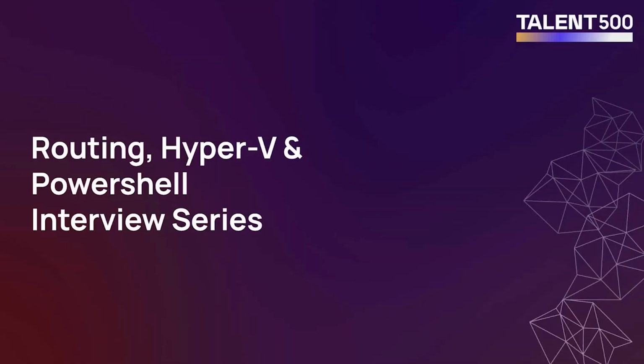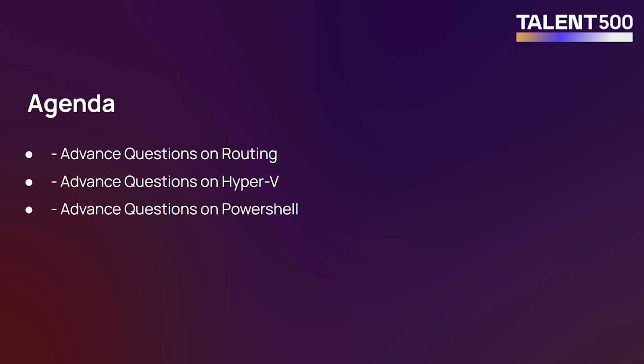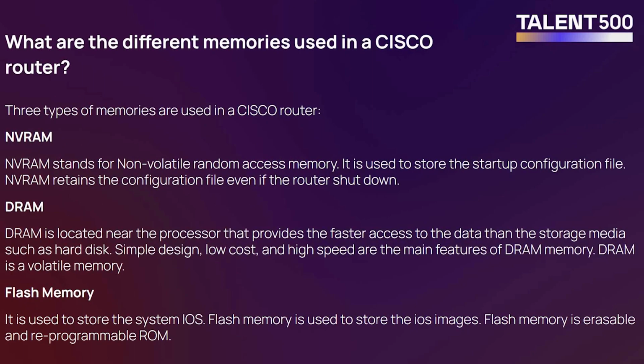So let's get started with our interview series on routing, Hyper-V and PowerShell. The agenda for today is that we'll be talking about routing first, then Hyper-V, and then PowerShell advanced questions. Without any further ado, let's get started with the first question, which is related to the different memories used in a Cisco router. If the interviewer asks you this question, you have to explain all the different types of memories. Further, you have to also explain the salient feature of each one of them.